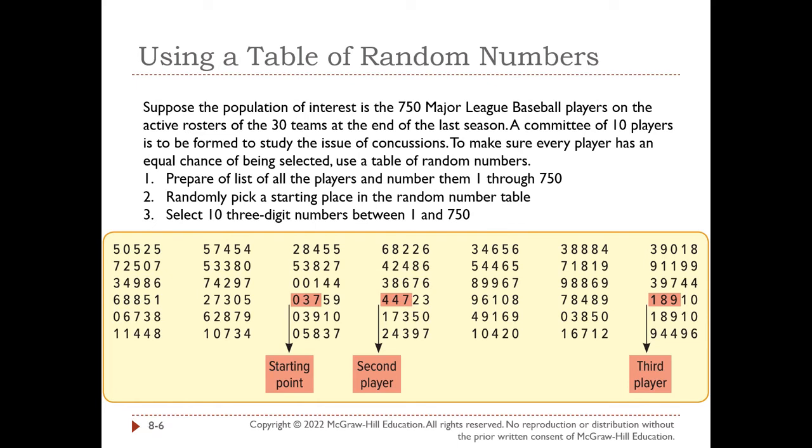The next number is 961 and it is too high, so we skip it, and we skip the next number, which is 784, because it also is too high. Then the next number is 18910, so we select player 189. And so on until we have a list of 10 players. Okay? So again, nice fun random number table.